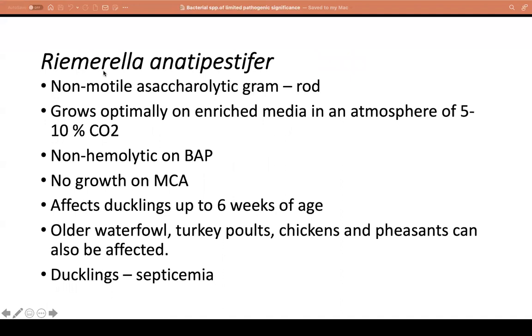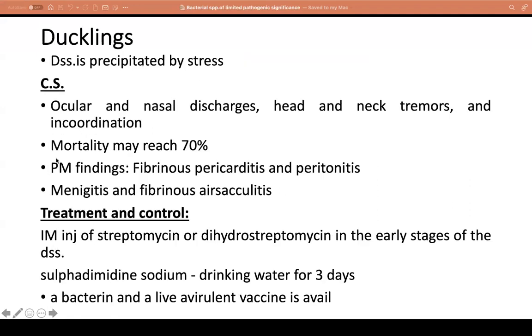Next, we have Riemerella anatipestifer, non-motile, catalase-positive gram-negative rod, grows optimally on enriched media in an atmosphere of 5 to 10% CO2, non-hemolytic on BAP, no growth on MCA, affects ducklings up to 6 weeks of age. Older waterfowl, turkey poults, chickens, and pheasants are also affected. And in ducks, there is septicemia. So the disease in ducks is precipitated by stress.